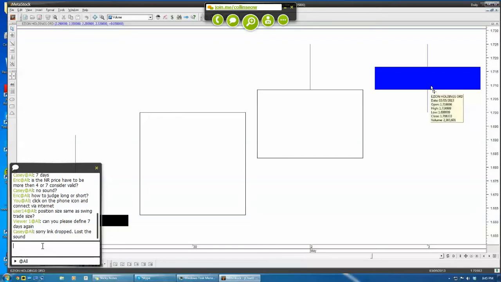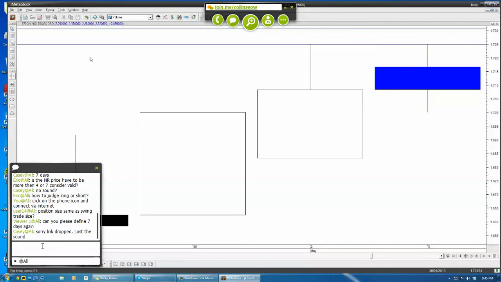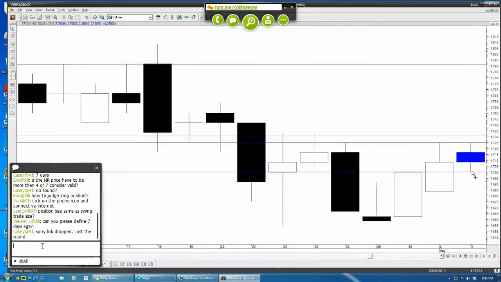What is narrow range 7? Narrow range 7 means the high minus the low, in this case 2.5 cents, is the smallest candle of the last 7 days. This candle's high minus low is smaller than this one; this one is bigger, bigger than this one, bigger than this one. So you count 7 days, and this candle is the smallest candle. Do you follow? Clear?